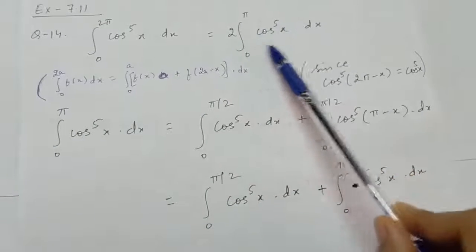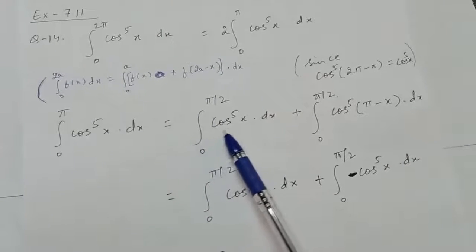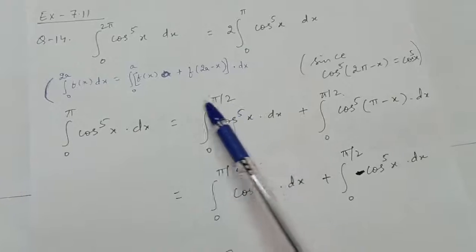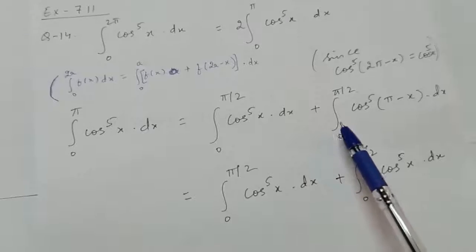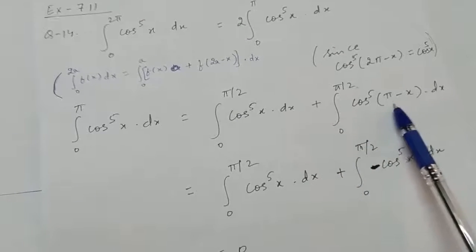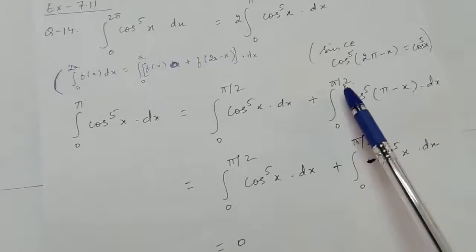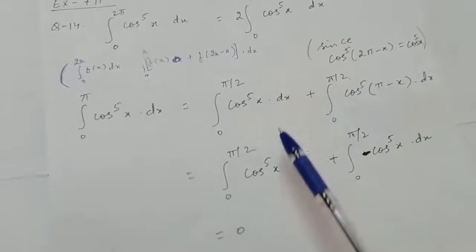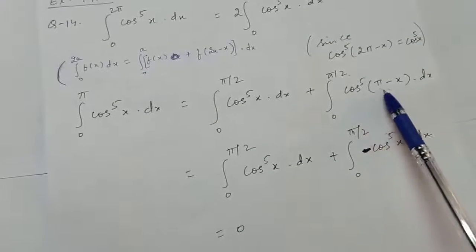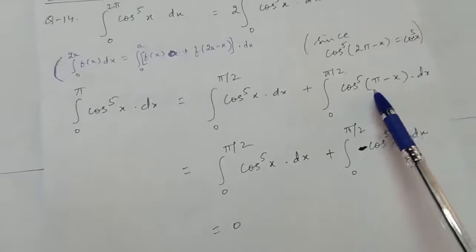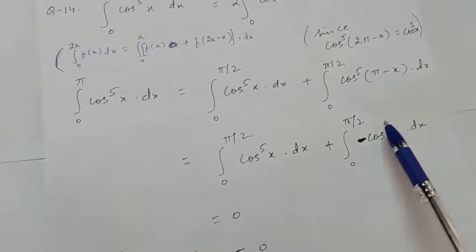Now again in this integral, applying this property, this can be written as the integral of f(x) from 0 to a, because 2a is pi, therefore a will be pi by 2, plus the integral of f(2a minus x), that is, in place of x you have to write pi minus x, and the limits are from 0 to pi by 2. Now this will be the same, plus the integral of, see, cos(pi minus x) is minus cos x, and minus cos x raised to the power 5 will be minus cos x raised to the power 5.